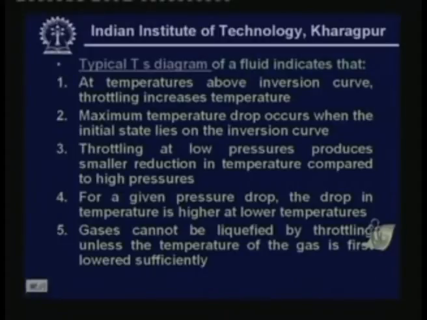So in the liquefaction plants, what is done is the pressure of the gas is increased first, and then its temperature has to be reduced sufficiently so that when you throttle it, the exit temperature is such that the exit condition lies in the two-phase region and liquid is produced.